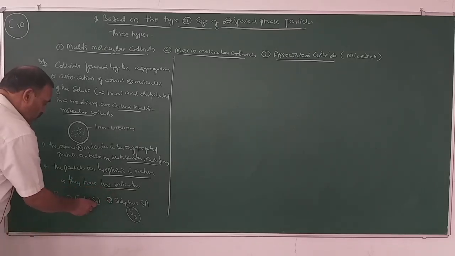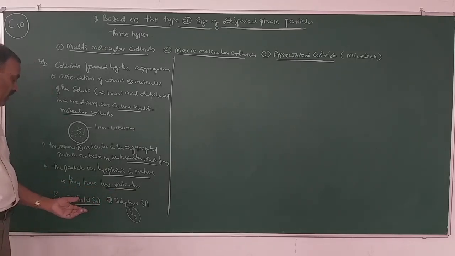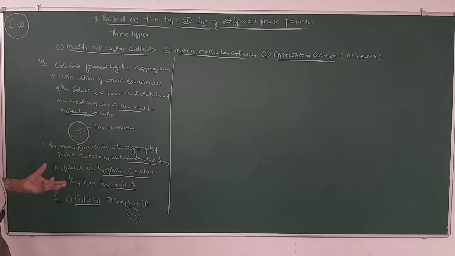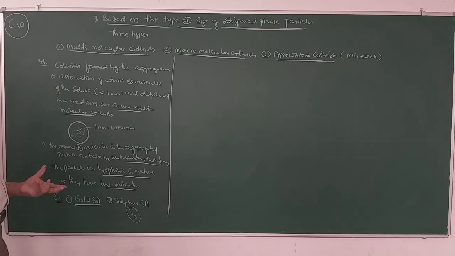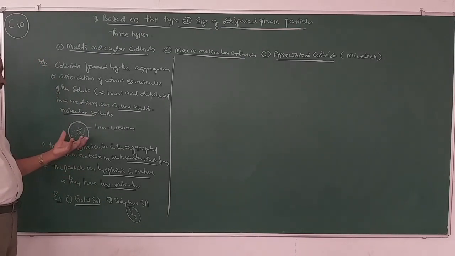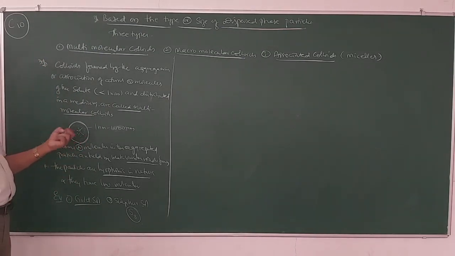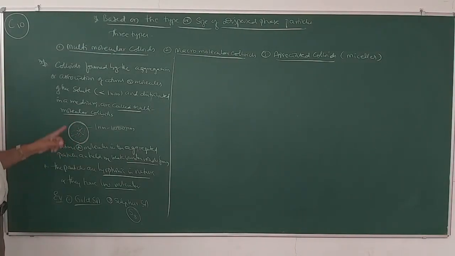For example, gold sol. How can we prepare gold sol? When gold rods are heated at very high temperature of an arc, the gold atoms and molecules vaporize. These atoms and molecules then condense in cold water to the size of colloidal particles, where the atoms or molecules are held by weak van der Waals forces, and these are all called multimolecular colloids.